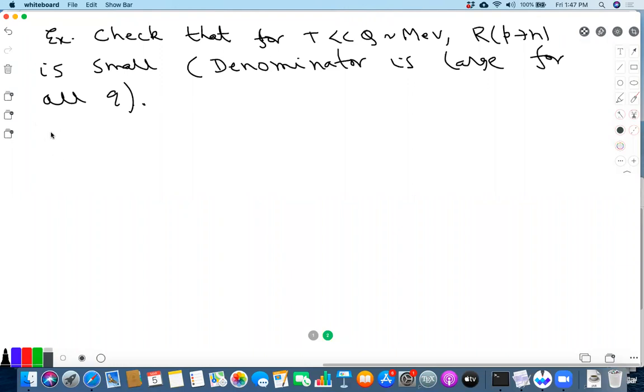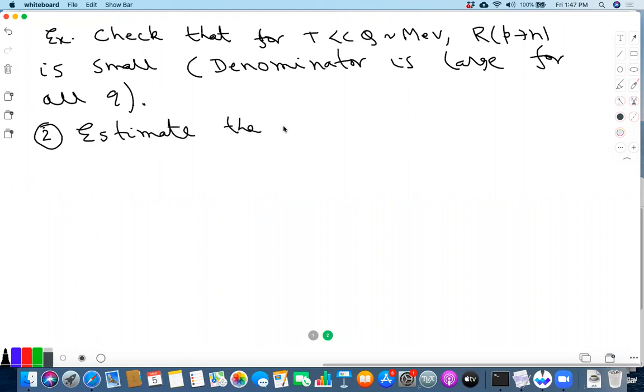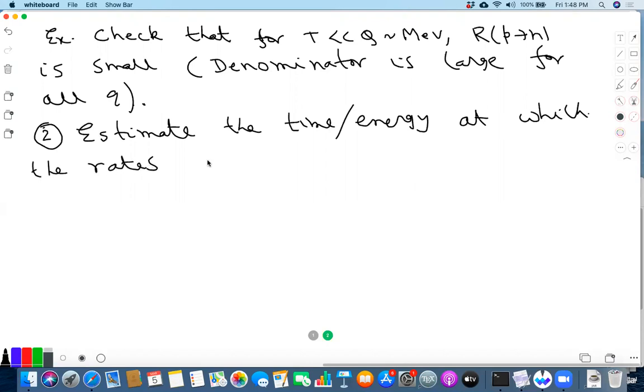Okay, so now the second point we wanted to check is that we want to estimate the time or the energy at which the rates go below the expansion rate.